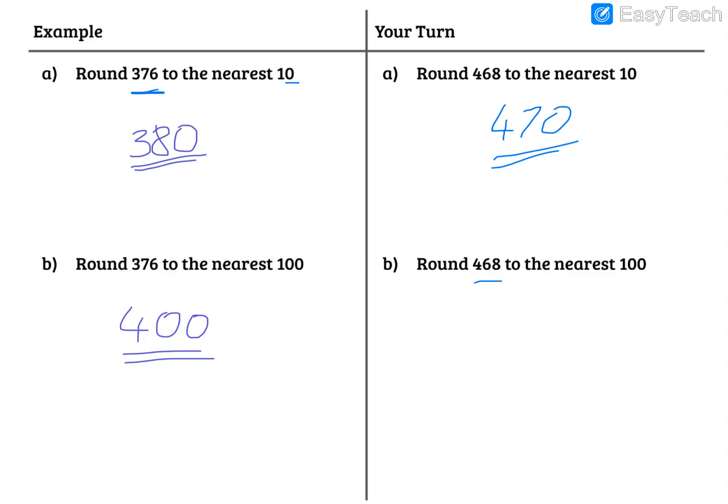468, same number rounded to the nearest 100. Which hundreds is it in between? It's in between 400 and 500, isn't it? The 6 this time tells me that I need to round up again, because 6 is bigger than 5. 468 is going to round up to 500. That is the 100 that it's closest to. It's closer to 500 than it is to 400.